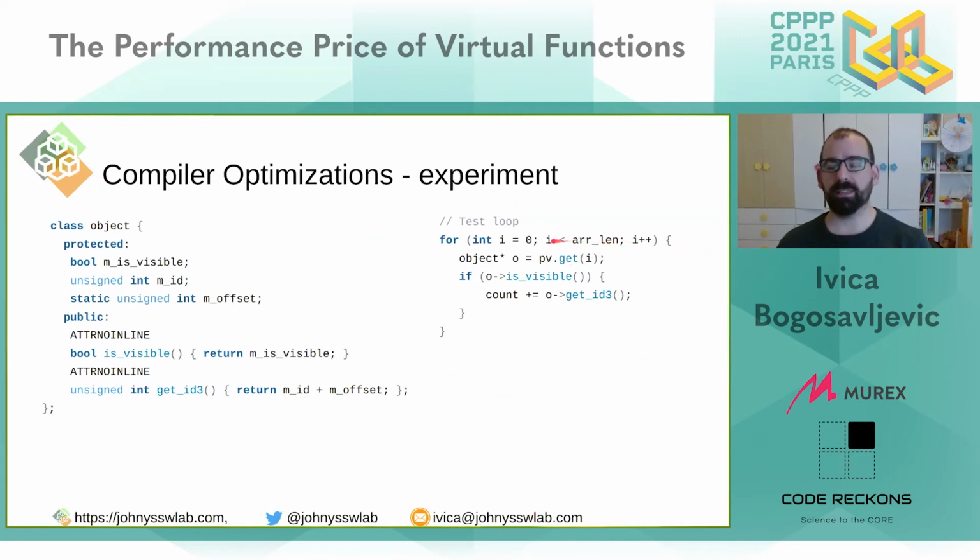So we go through an array. I think it's 20 million elements again. We take an element out of the array with this call, and then we check if it's visible. And if it's visible, we update the count by calling getID3. Notice here that getID3 returns mID plus mOffset, and mOffset is a static member which doesn't change. It is the same for all the instances of the class.